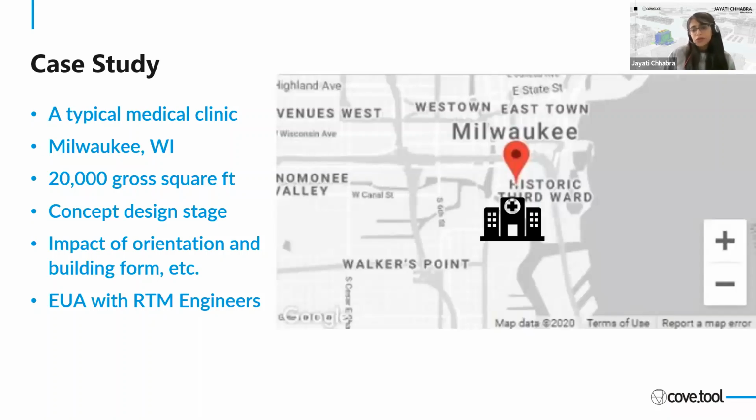The example that we are going to use today for the workflow is a case study by EUA, an architectural and engineering firm, in collaboration with RTM engineers. A typical medical clinic in Wisconsin was used as the location. The baseline clinic was planned as 20,000 gross square feet located on a single floor. So it's not that big. This was in the concept design stage, and their main goal was to understand the impact of design decisions such as orientation, building form, etc. in the conceptual design phase, so that they are able to increase the space quality and building energy efficiency. I'll try to take you through the entire workflow of optimizing a healthcare project using this case study as well as some other examples wherever necessary.